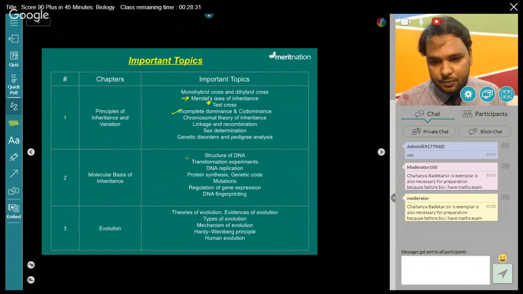Transformation experiment is one of the very important experiments. Then your DNA replication. And yeah, all topics are there. Absolutely. DNA fingerprinting, one question will always be there. So don't worry about it.